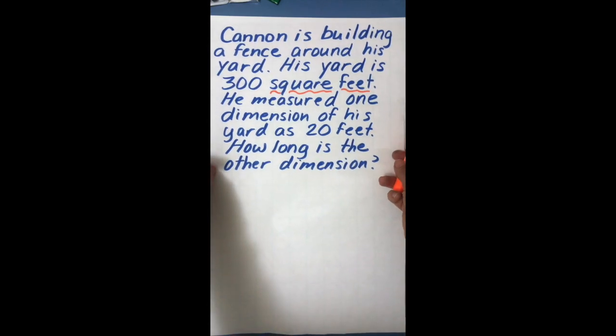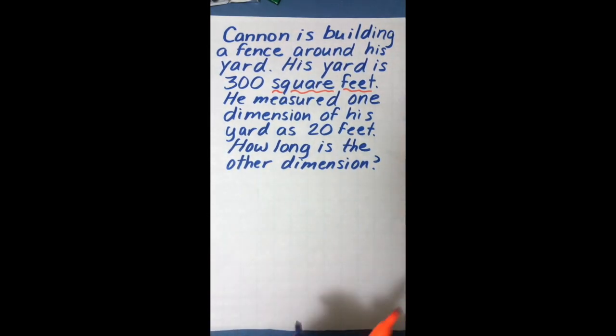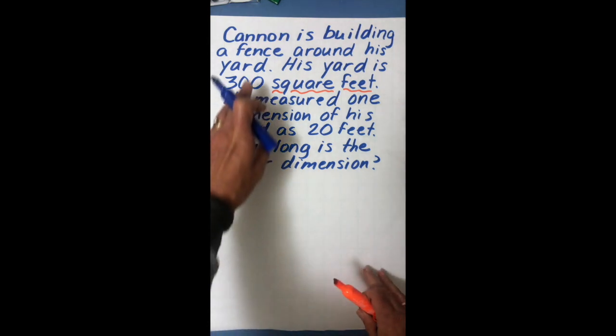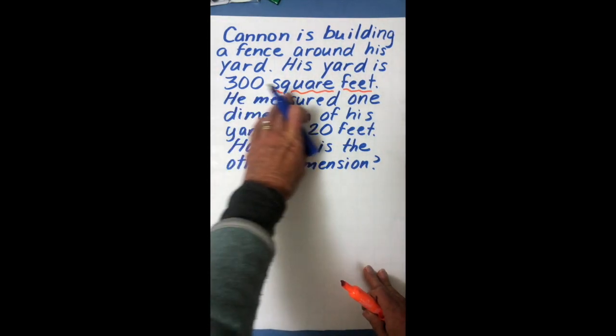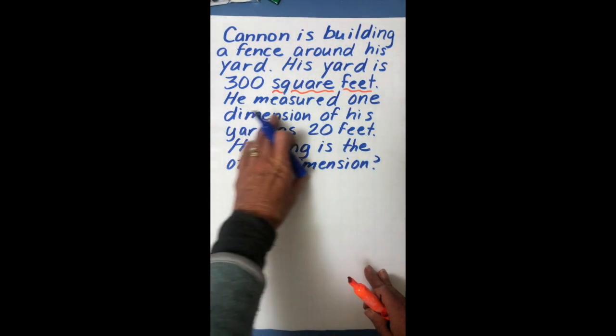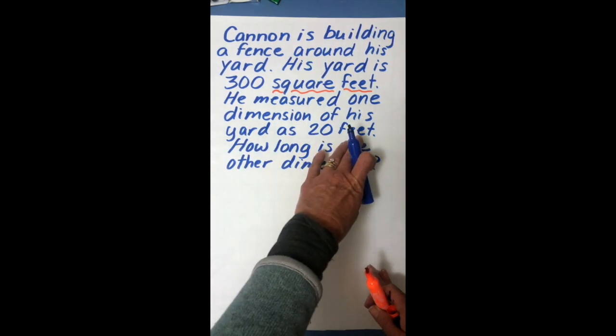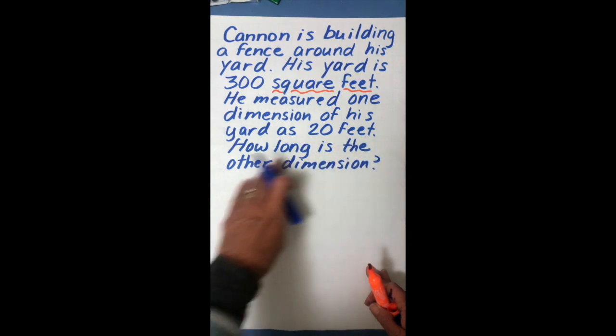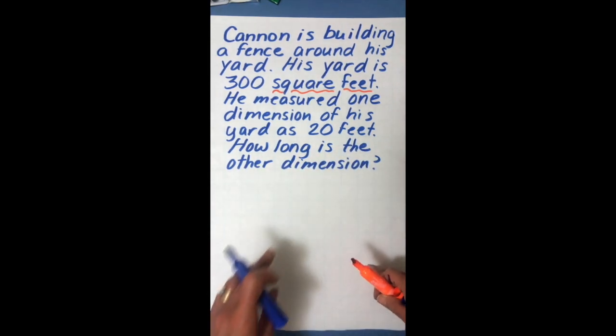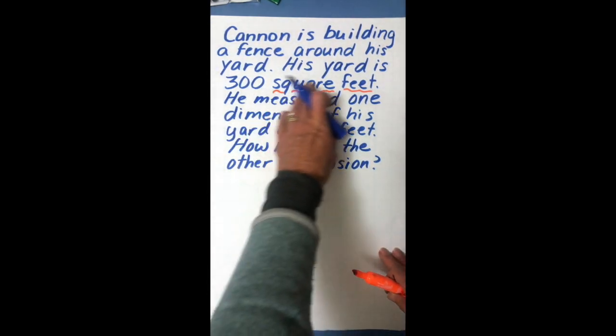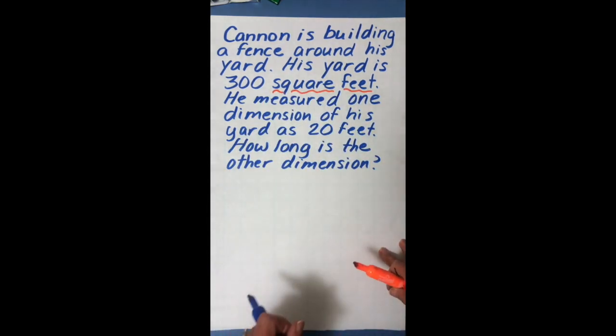Next problem. All right. So this is the next problem. So Cannon is building a fence around his yard. His yard is 300 square feet. He measured one dimension of his yard as 20 feet. How long is the other dimension? So I see square feet here. When I see square feet, I know that means area.